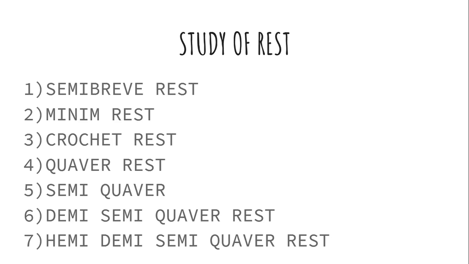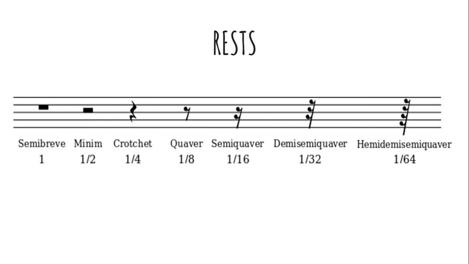Moving on to the first one, which is the semibreve rest. This rest receives all four counts of the bar, like the semibreve note. So this is also called the full rest or whole rest. Over here you can see it is represented like this.